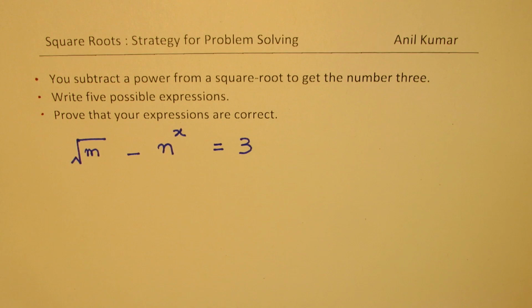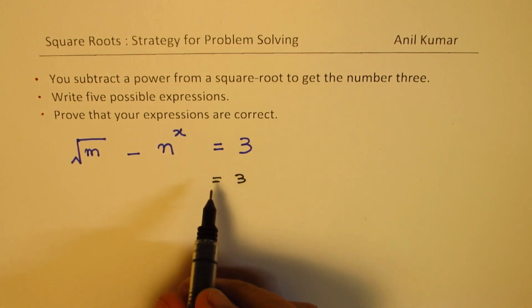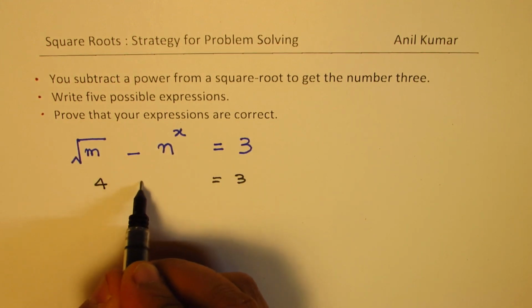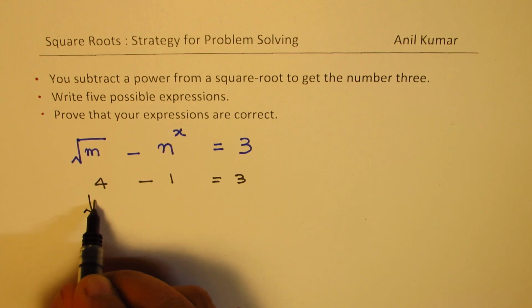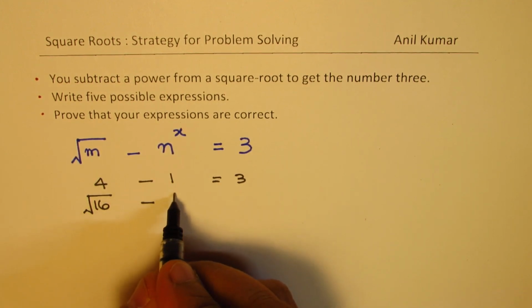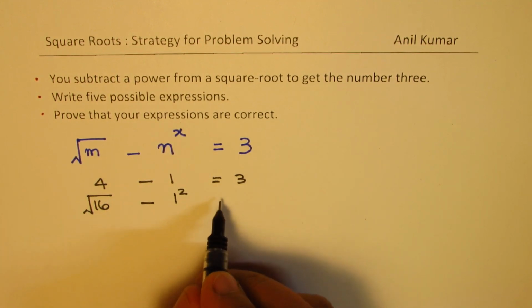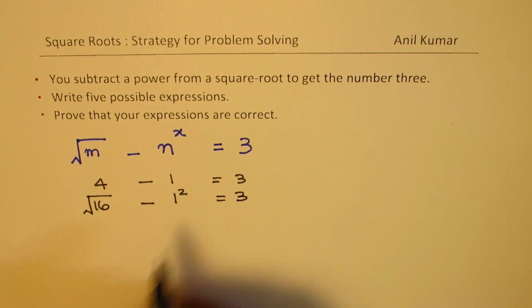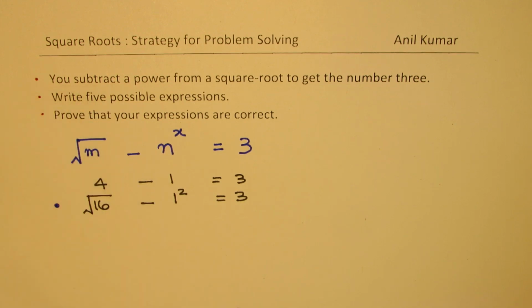Now, to give you an idea how we can go about it, something like this. We have to get 3, right? We know that 4 minus 1 is 3. So I could write this 4 as square root of 16, correct? And 1 I could write as 1 square. And when I do square root of 16 minus 1 square, I get 3. Perfect. So that could be one of my examples.